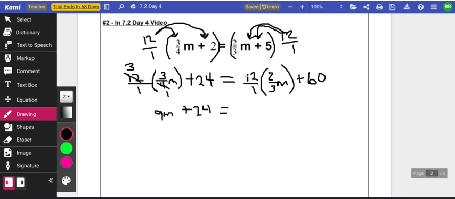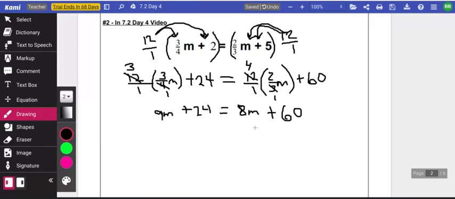Over here, I'm going to cross simplify 12 over 3. Those are both divisible by 3 because 12 divided by 3 is 4 and 3 divided by 3 is 1. So I've cross simplified. So now this is 4 times 2m. That is 8m. I'll bring down the plus 60. Once I get to this point, I should feel very comfortable solving this. From this point on, it should be no problem.